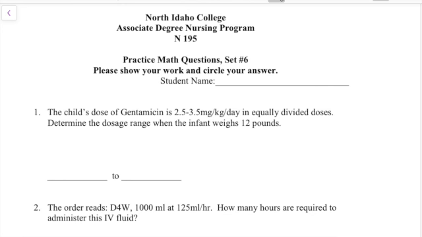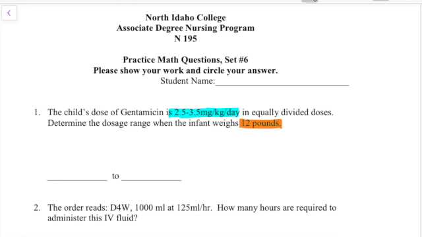Okay, practice math set number 6. Question 1. The child's dose of gentamicin is 2.5 to 3.5 milligrams per kilogram per day in equally divided doses. Determine the dose range when the infant weighs 12 pounds.